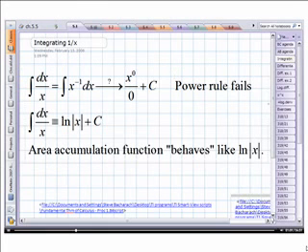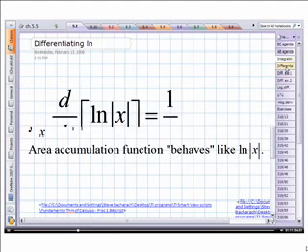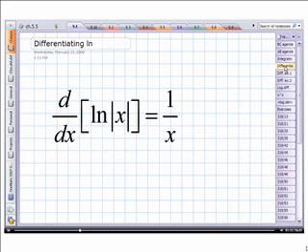Okay, now if we can integrate one way, we can differentiate the other. So the idea behind this particular section really is that the derivative with respect to x of ln absolute value of x, or just ln x, is 1 over x. So we're going to be going this direction.